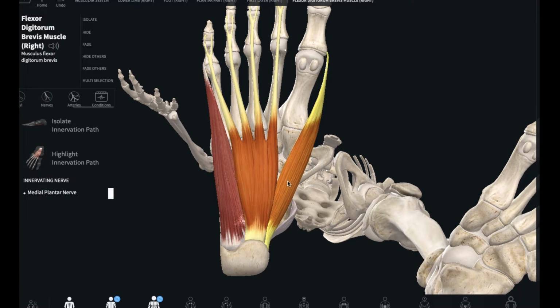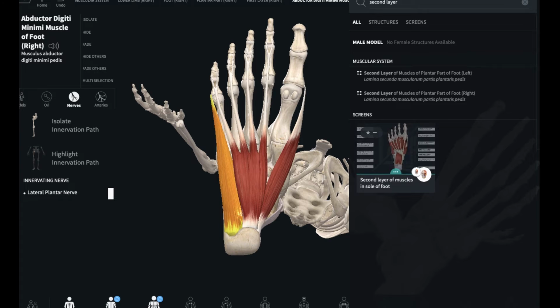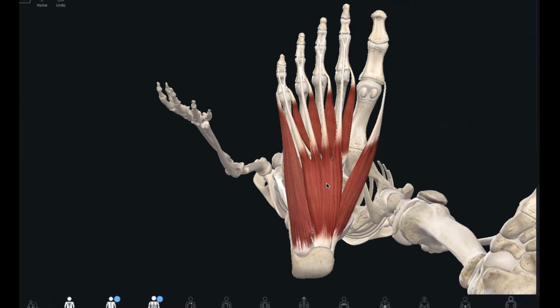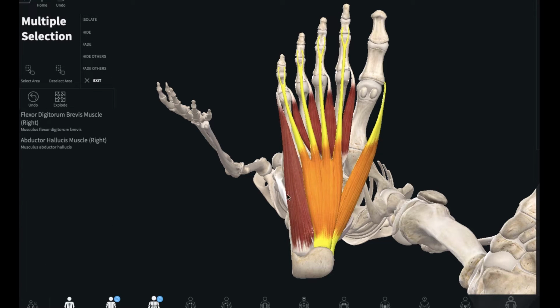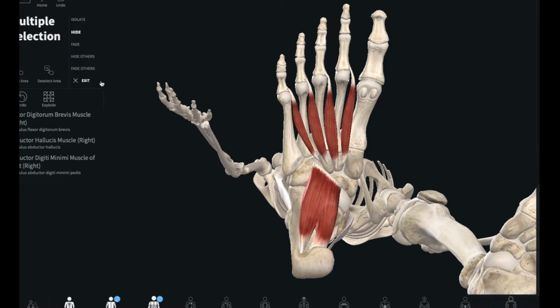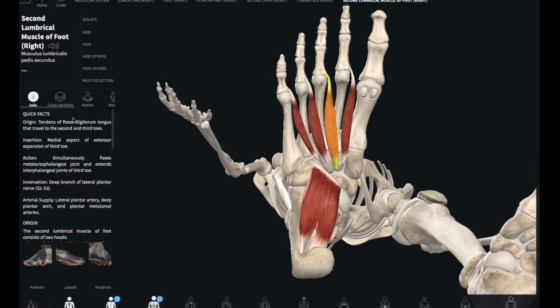Medial, medial, lateral. Okay. Now we're going to move on to the second layer. Foot. Now I'm just going to get rid of these because maybe I find them a little bit distracting. There you go. Now this is the second layer, the lumbrical muscles.